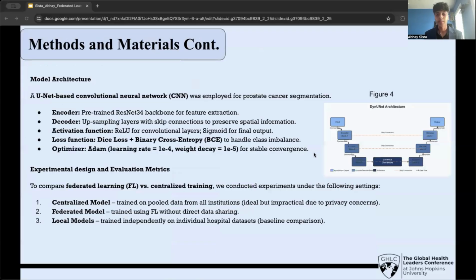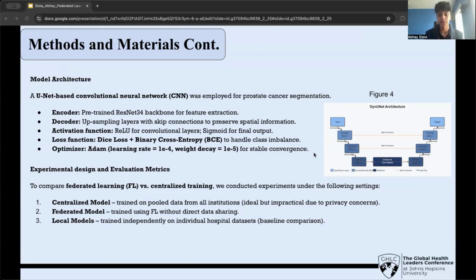Next, I used a Dynamic UNet, which is not a normal UNet, but this architecture is actually more flexible than a UNet and has more parameters, which makes it more efficient at segmenting prostates. Specifically, the encoder was a ResNet34 backbone, which was pre-trained and used to extract important features from the input image. The decoder consisted of upsampling and skip connections, which helped to maintain spatial resolution and reconstruct detailed segmentation maps.